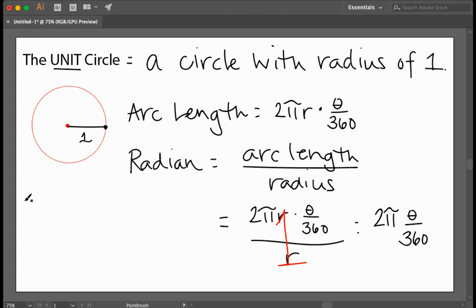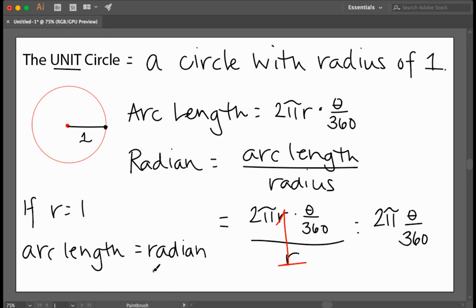So if r is 1, then the arc length is equal to the radian measure. So when we're working with any circle that doesn't have a radius of 1, if we want to find the radian measure, we can just pretend the radius is 1, or say 7 miles equals 1 unit. And then we can use that.